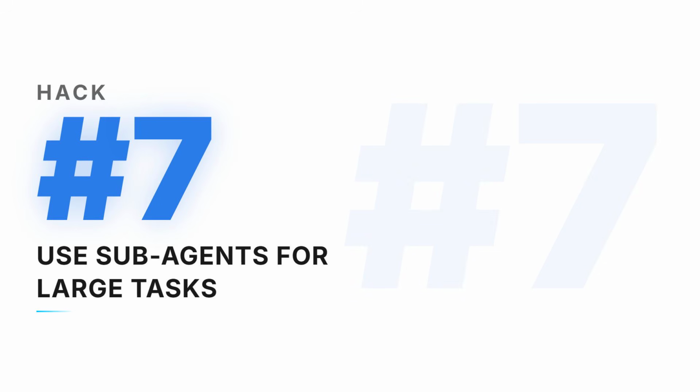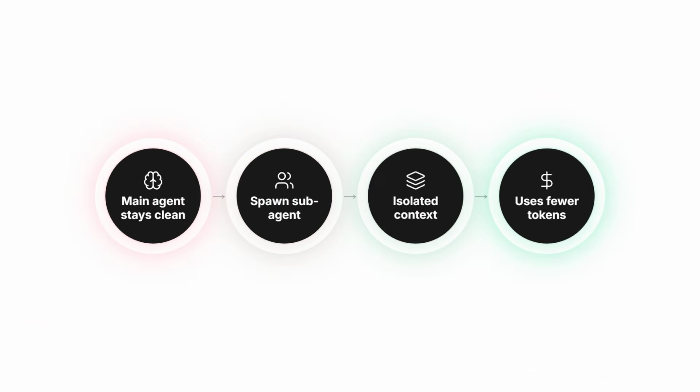Number 7, use sub-agents for large tasks. When you ask Claude Code to do something that requires searching across many files, the main conversation context can balloon quite rapidly. So every file that Claude reads, every search result it processes, all of that data gets added into the context window, and it costs tokens on every one of those messages.